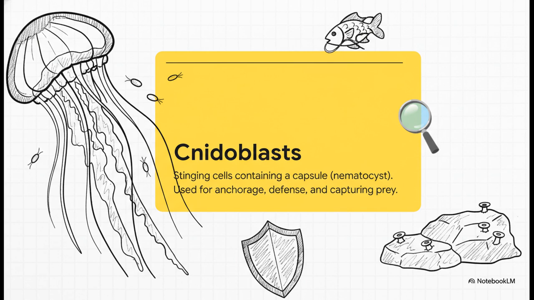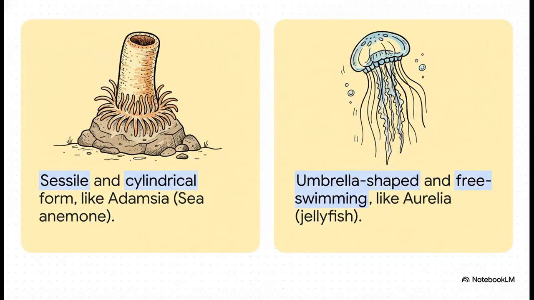So these cnidoblasts, which are all over their tentacles and body, contain this little spring-loaded stinging capsule called a nematocyst. When something triggers it, it fires a tiny venomous thread. It's an absolutely incredible adaptation that they use for everything from anchoring themselves to rocks, to defending against predators, to capturing their next meal.